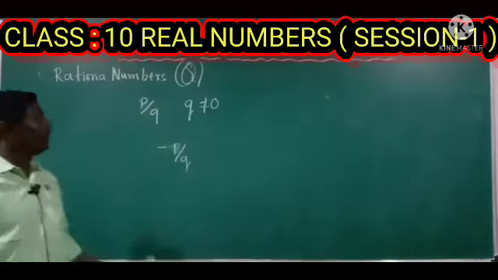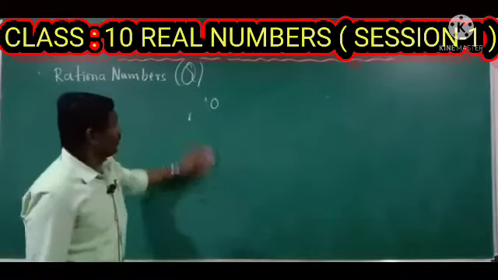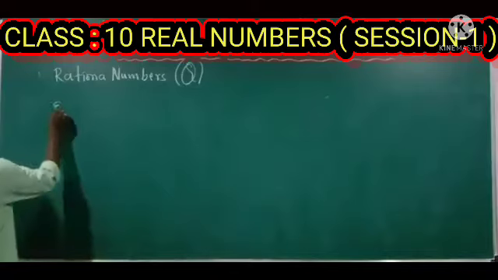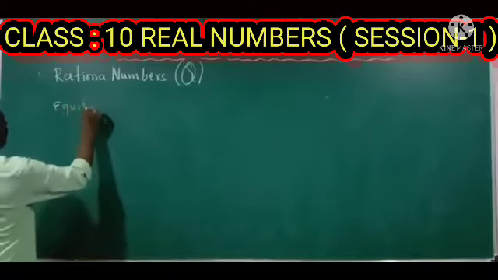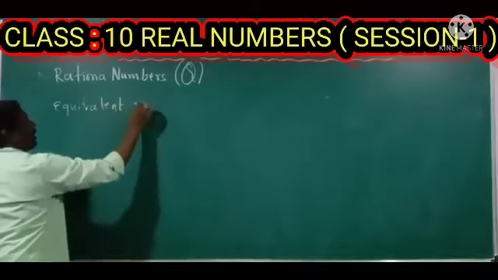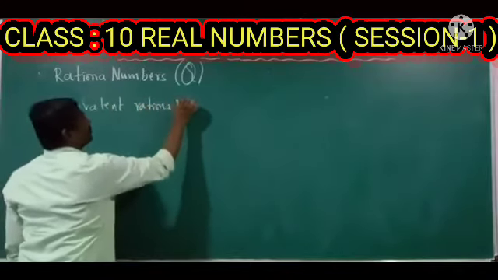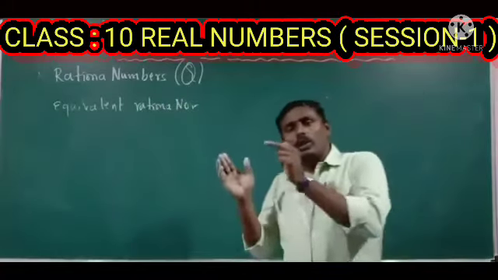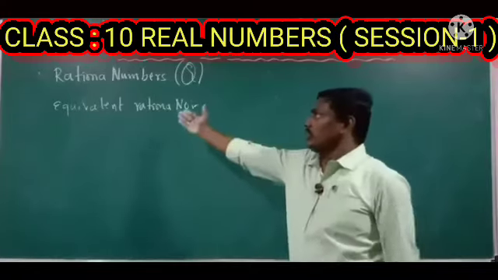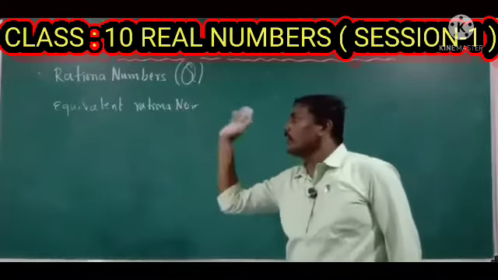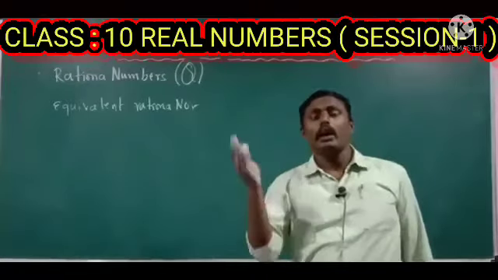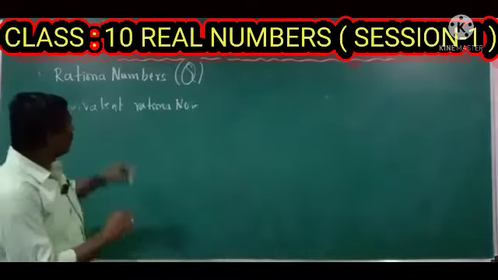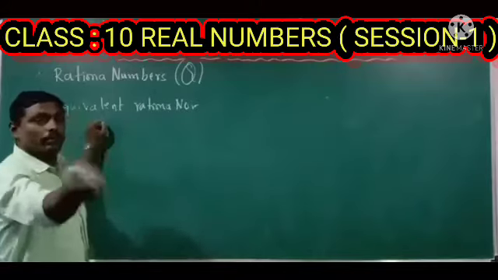Next one, equivalent rational numbers. You already studied equivalent fractions. So what do equivalent rational numbers mean? The way we write equivalent fractions, like that we can write equivalent rational numbers by multiplying the same number to a given rational number, and we get equivalent rational numbers.